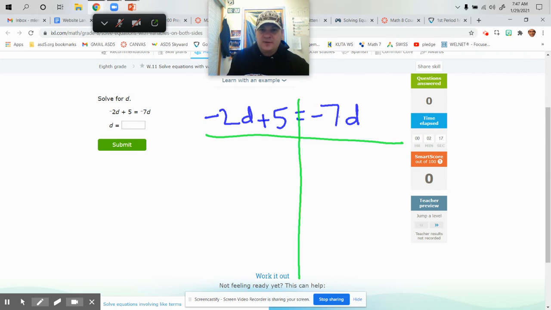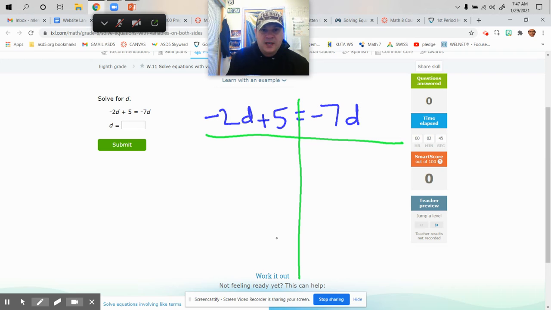For example, if I move this negative 7d over to here, then I'll have nothing left over here, which is not what I want. I want the variable to be on one side, and I want my answer eventually to be on the other side. If I leave one blank, it's not terrible, but it doesn't make it as easy. So what I would do on this problem is take this negative 2d and move it over here. Then all I have left is a 5 over here, and then whatever I get once I move it. So I'll start with that.